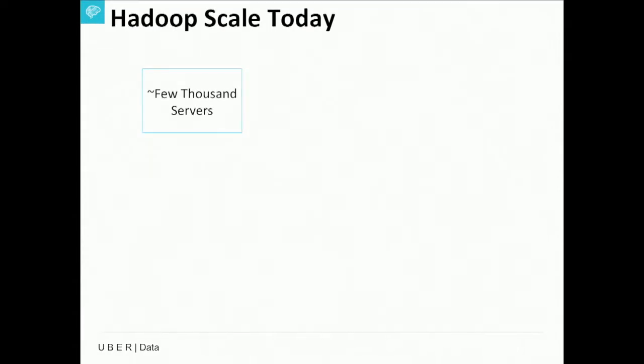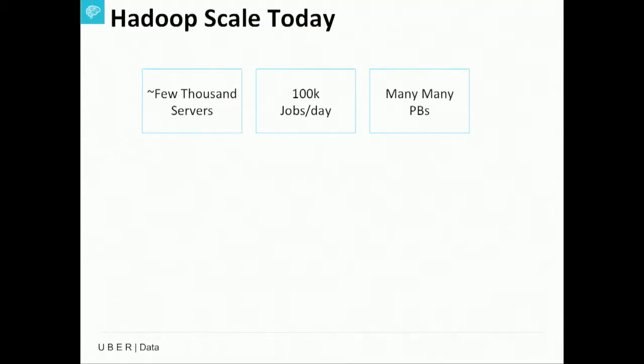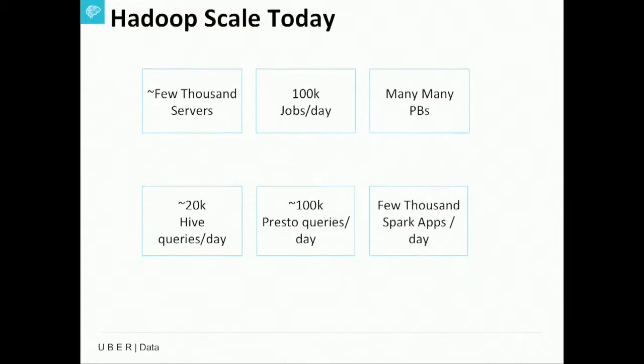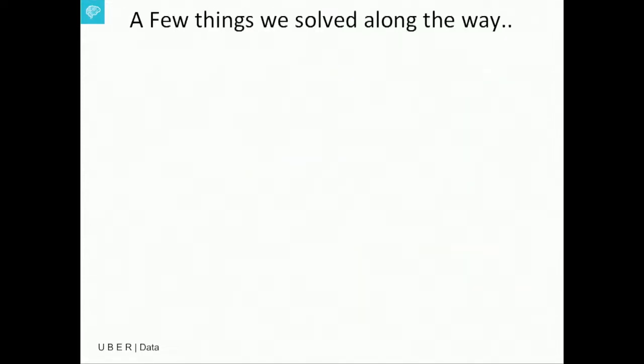Scale is, we have few thousand servers, 100K jobs per day, many, many petabytes of data, 20K Hive queries per day, 100K Presto queries per day, and few thousand Spark apps per day, right? So this is where we are currently, and we are growing pretty much every second. We've solved few things along the way from 2014 and 2015 to the current architecture.